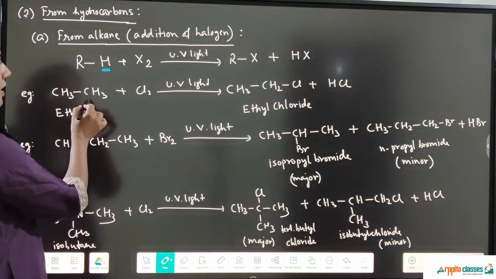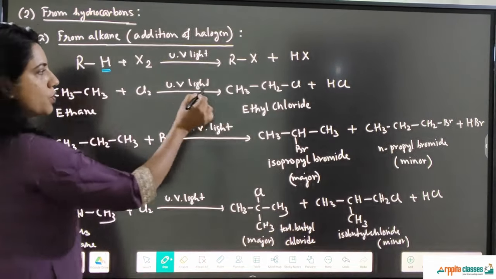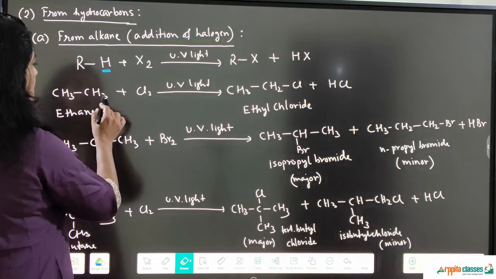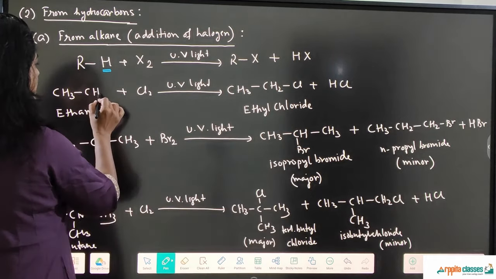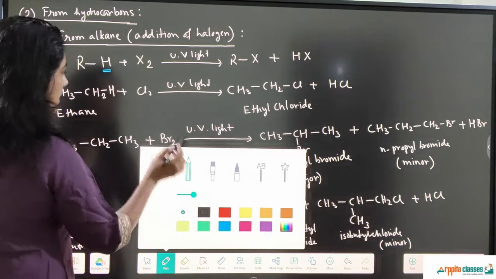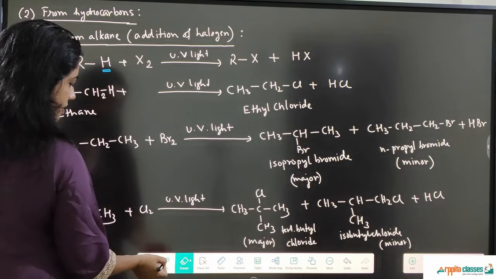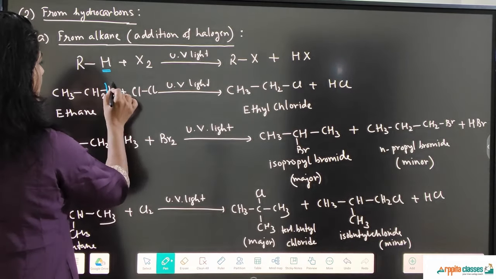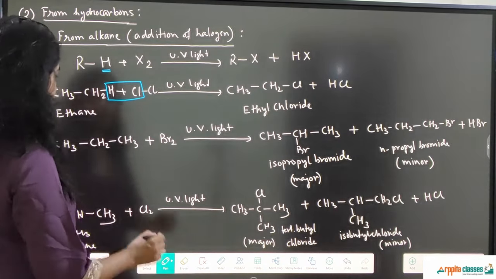Okay, we have taken ethane here. Chlorine is present. So in presence of UV light, you are getting CH3CH2Cl, that is ethyl chloride, and HCl. If I write ethane this way, with CH3, CH2 and H, and also write chlorine this way, now I can show you this HCl is coming out and you are getting CH3CH2Cl. So HCl is a byproduct over there.